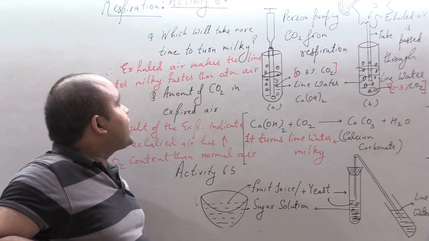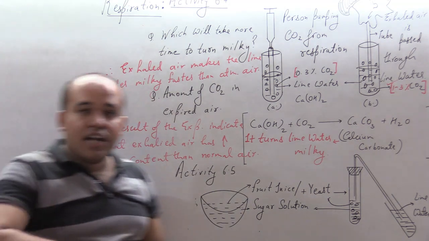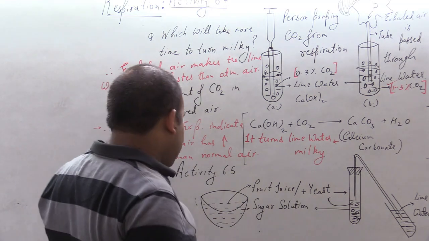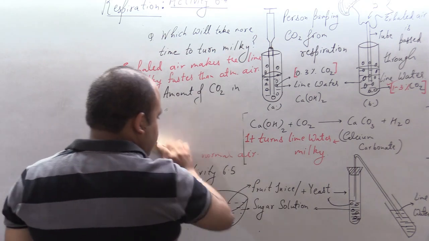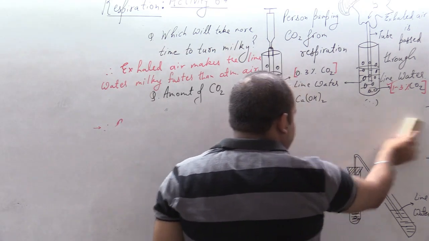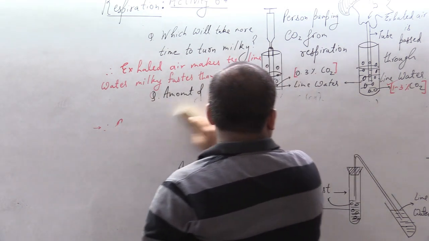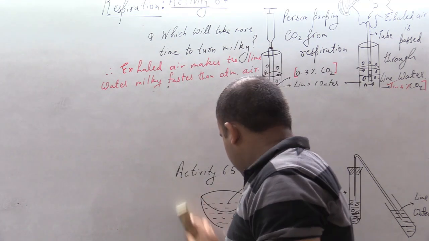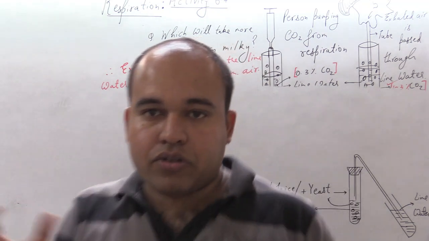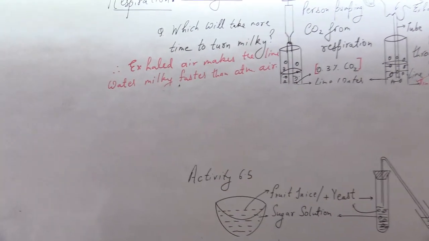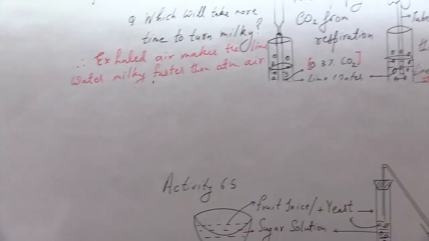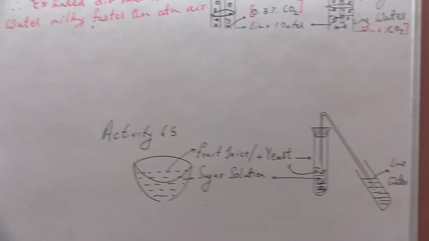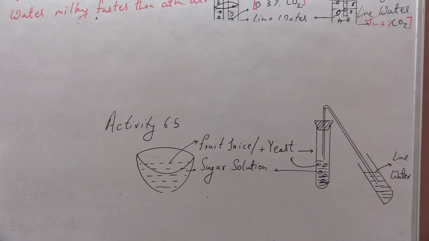This is all about this experiment, activity number 6.4. Now let us move to the last activity shown in the NCERT, that is activity number 6.5. For that activity you must focus here, just rubbing this out so that we can focus upon the last activity, activity number 6.5. So we are going to look at activity number 6.5.